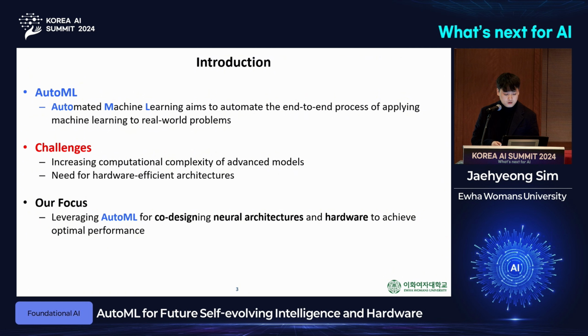But we think that AutoML should be aware of hardware, meaning that the searched architectures should be optimized for certain target hardware. There remains a challenge regarding this one. So our focus was about reversing the AutoML approach to co-design neural architectures and hardware at the same time to achieve optimal performance.